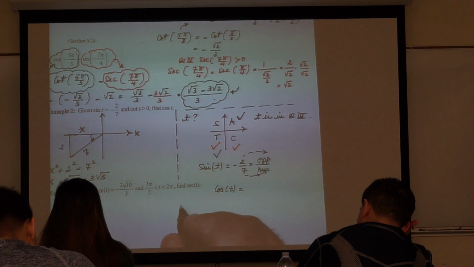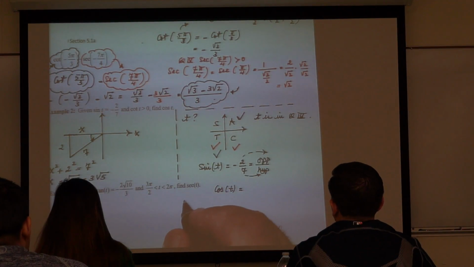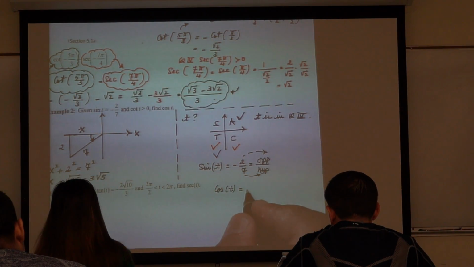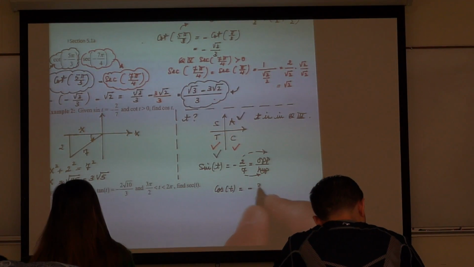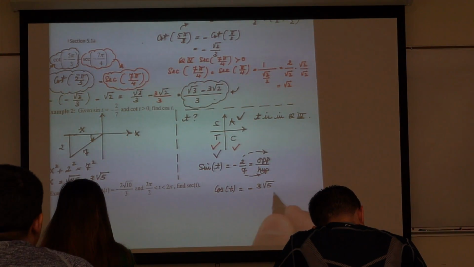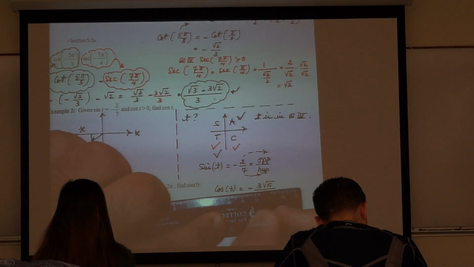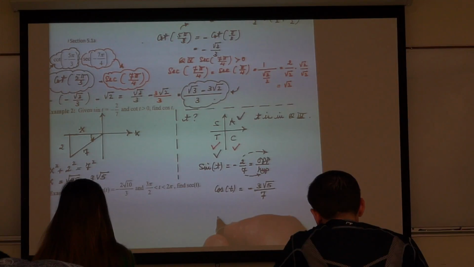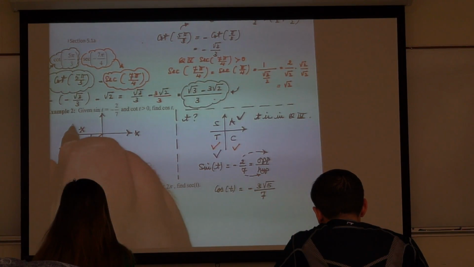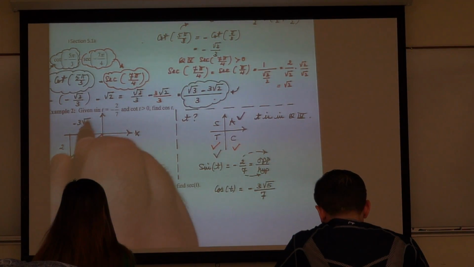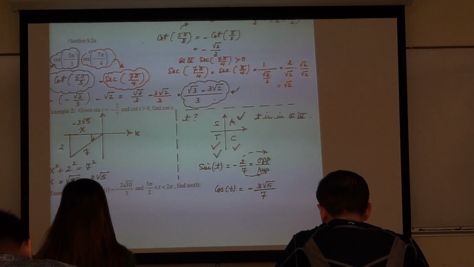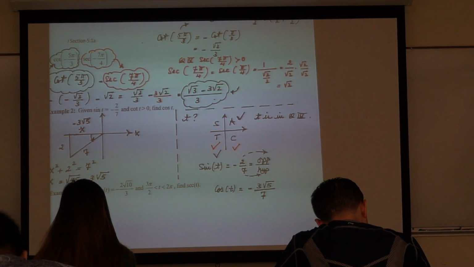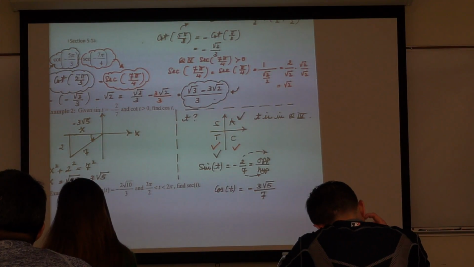Cosine of d is just really adjacent over what? But the adjacent is what? It's negative 3 square root of 5, over the hypotenuse. Adjacent, yeah, adjacent. Negative. You said hypotenuse. Adjacent over hypotenuse. Yeah, adjacent.